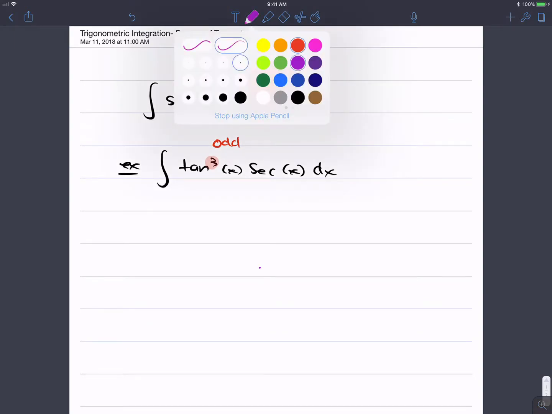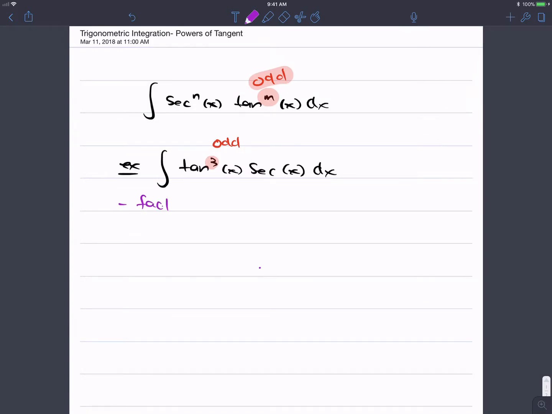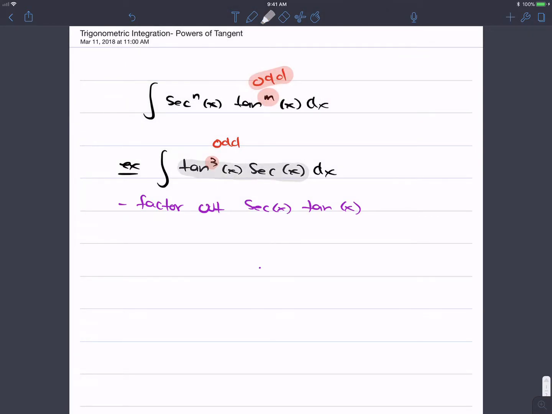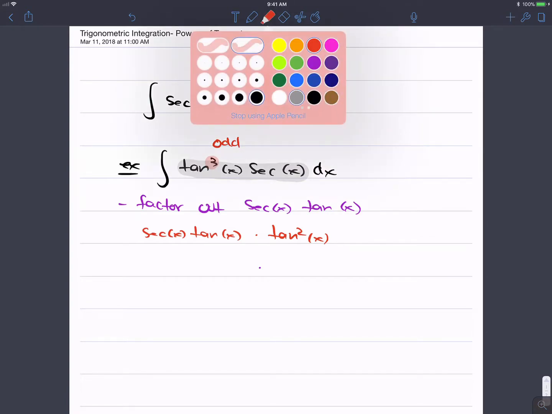So here's our procedure. This is what we're going to do first. We're going to factor out a secant tangent from our function here that we want to integrate. So we're going to factor out secant tangent. Here's how this looks. I get secant tangent times tangent squared. This is what they mean by factor out that secant tangent. And let's put that in red, I guess.